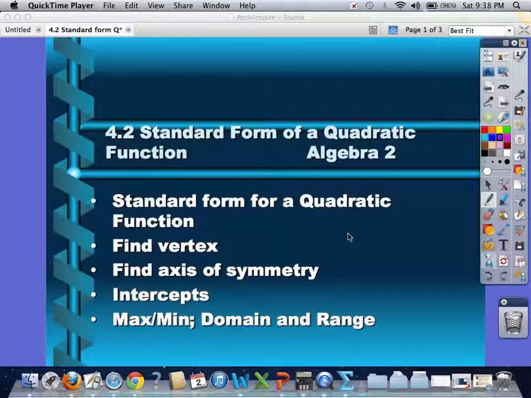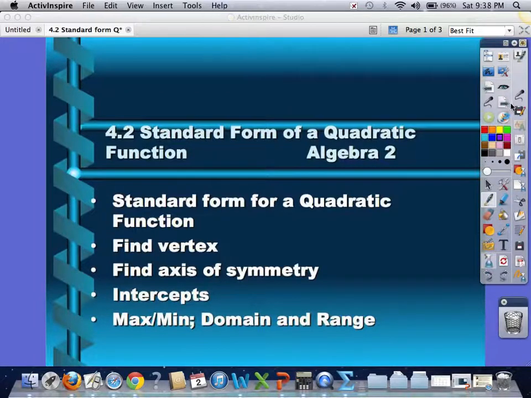4.2 Standard Form of a Quadratic Function. In this lesson, we're going to learn about the standard form for a quadratic function, which is different from the linear one that we've already learned about. We're going to find the vertex, find the axis of symmetry and the intercepts, discover if it's a maximum or minimum, and we're also going to, of course, talk about domain and range.